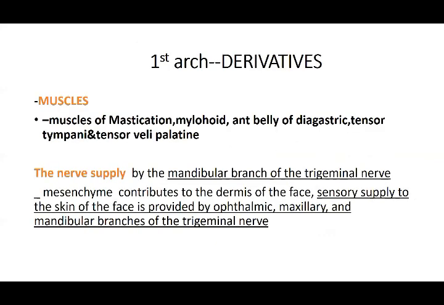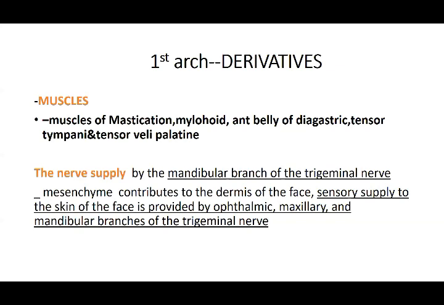Then the first arch derivatives, as we said, form a skeleton, that is the cartilage and the bone. We've talked about that. Then it is going to form its muscles. The first arch is related to your maxilla and the mandible, so it's near your jaw bones. So it's going to be related with the muscles of mastication. You have the muscles of mastication, mylohyoid, anterior belly of digastric, tensor tympani, and tensor veli palatini muscle. These are originating from the first arch.